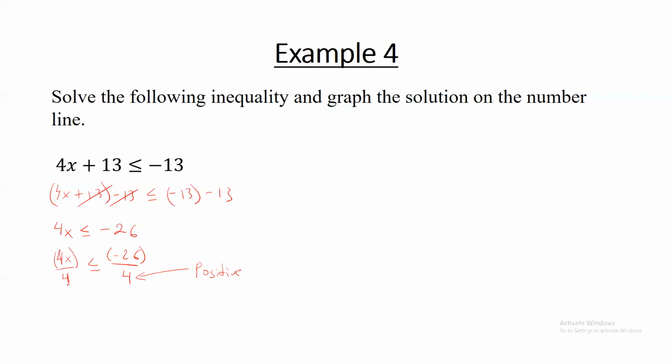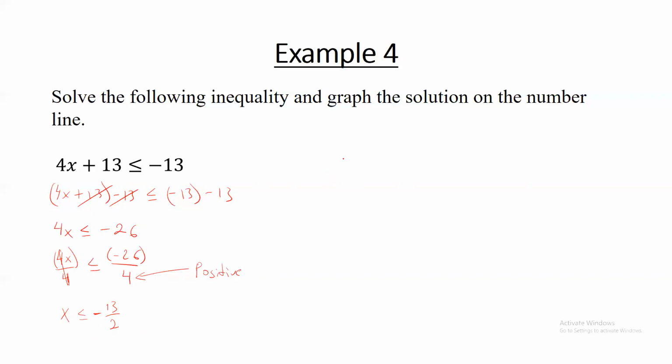And multiplying and dividing by 4 cancels, leaving us with an x less than or equal to. You can simplify 26 over 4 by dividing the top and bottom number by 2, and 26 divided by 2 is 13, and 4 divided by 2 is 2, and that makes it negative 13 over 2. So that's our answer. x is less than or equal to negative 13 over 2.